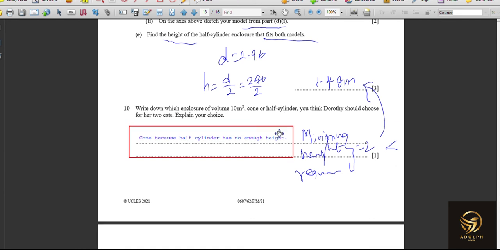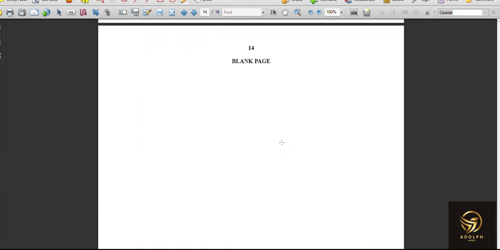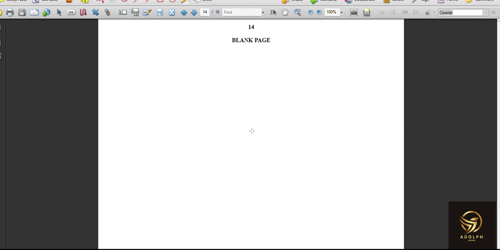Yes, okay, so it's over, and this is the easiest paper that I have solved, I guess, but it's a new one. It's the 2021 paper. Let's see how it is going to be in the next series.